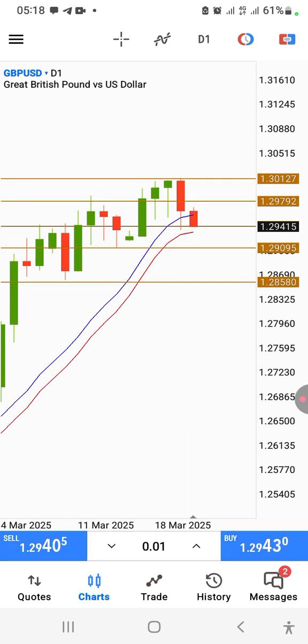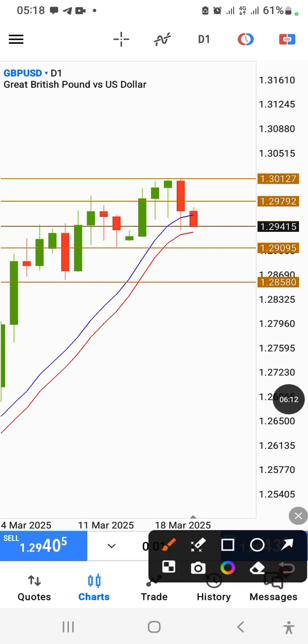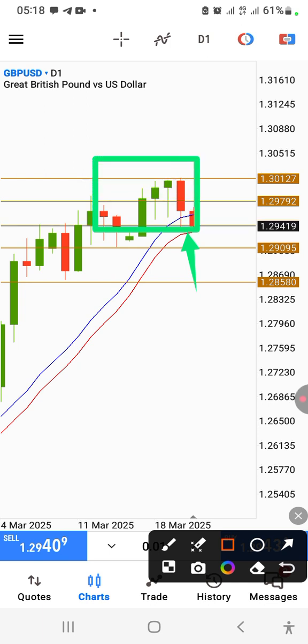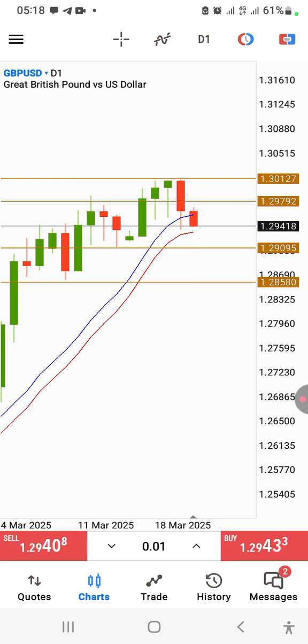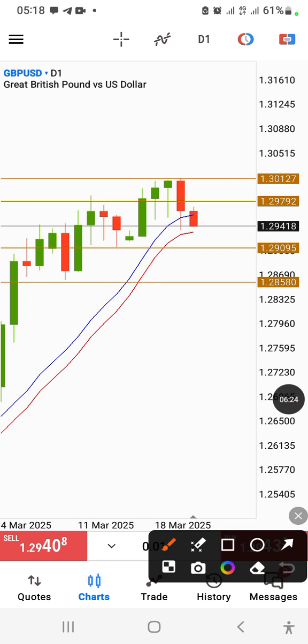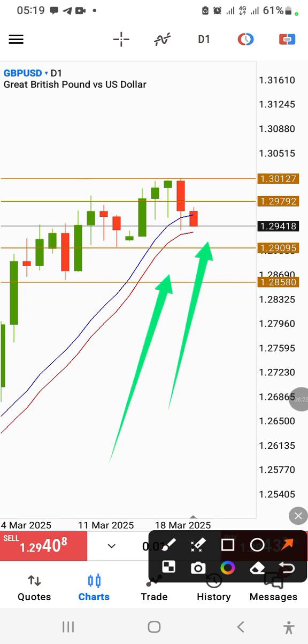You can see that the moving average is opening its mouth here, but the candlesticks are just below it. So we are looking at buying. So if you are looking at buying, you look at these levels that I have drawn. This one and this two.